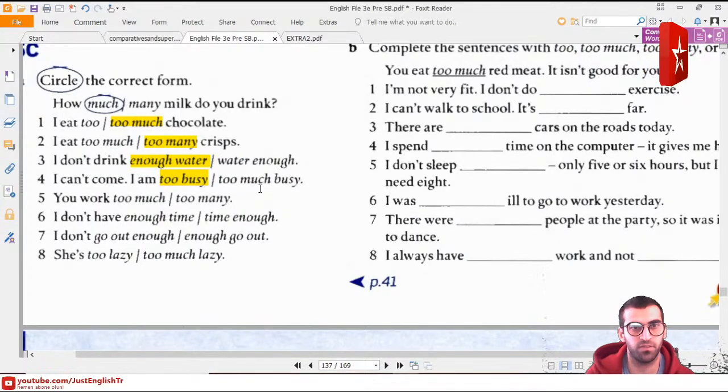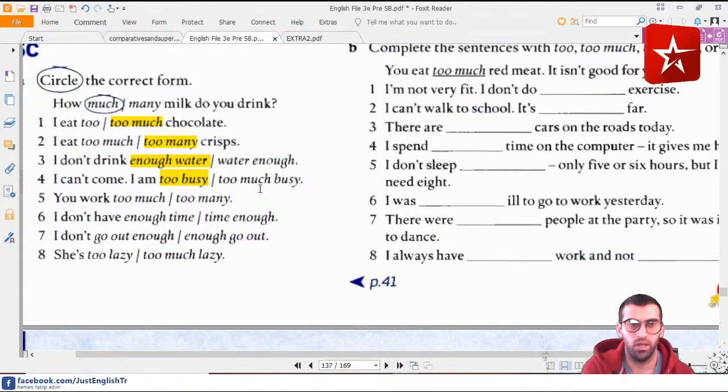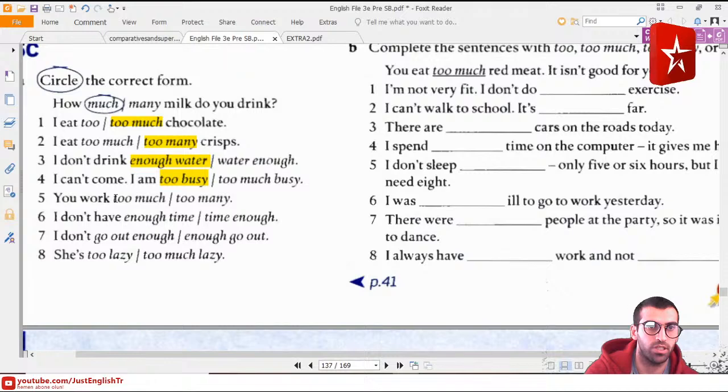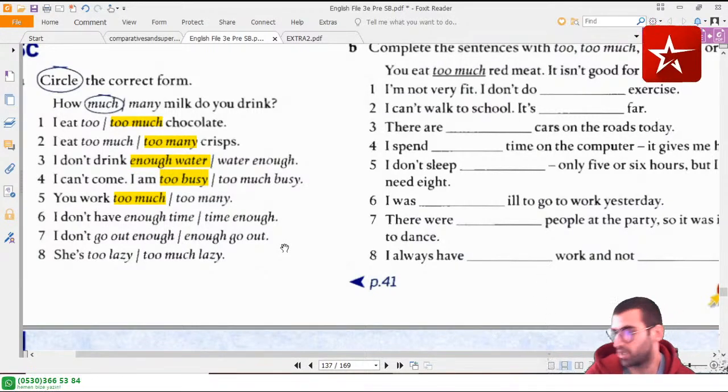And number 5, you work too much or too many. Number 5, you work too much or too many. You work too much. Yes, too much is a correct answer. Yes, great, thank you. Halil Özan, Minel, and Azime, and Soydan, and Sıla. Yes, your answers are correct.